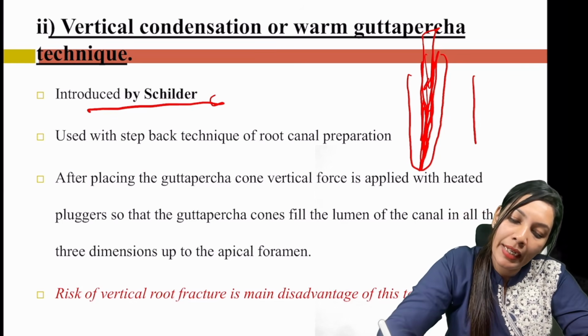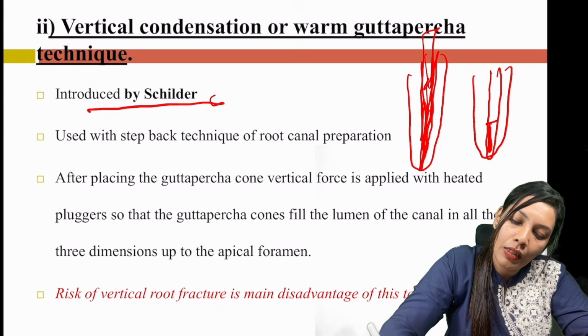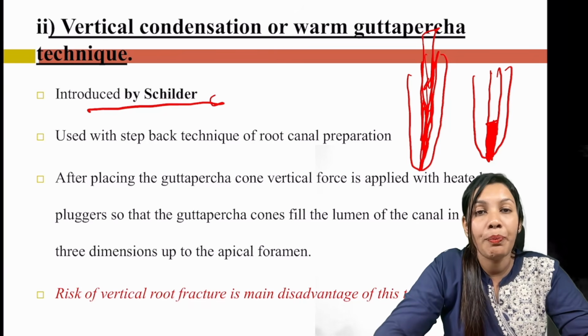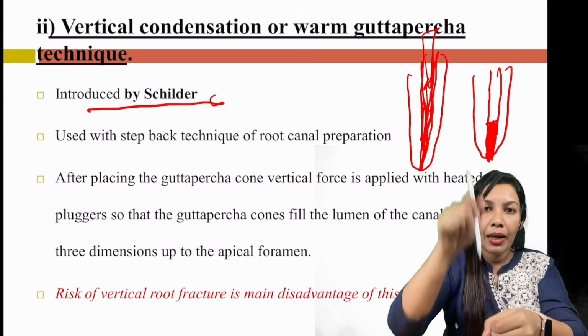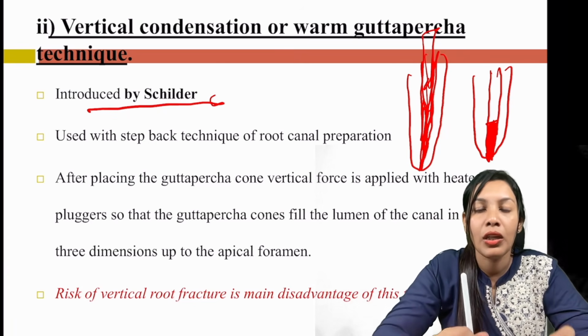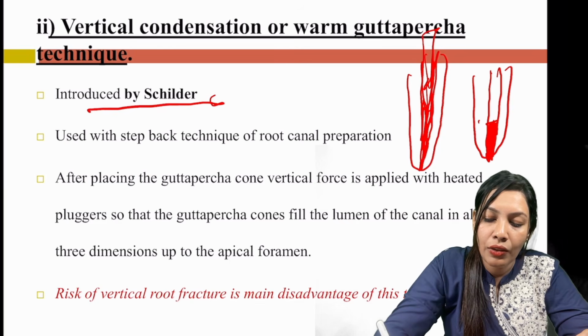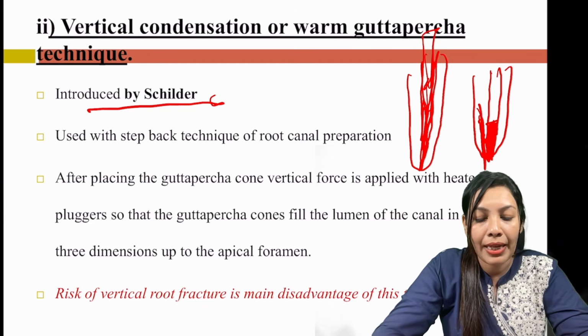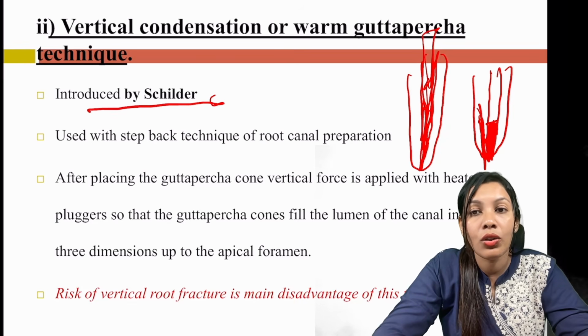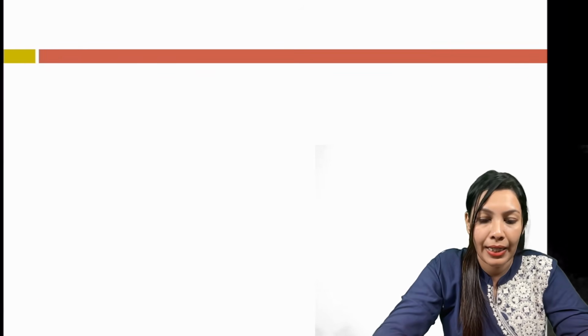We push the material so that it completely fills the voids and all the areas where space is present. But the problem with vertical condensation is that we are pushing downwards, and pressure is built on the lower surface. So there is a chance of vertical root fracture. Sometimes vertical root fracture might actually take place. So that is about vertical condensation, also called the warm gutta-percha technique.